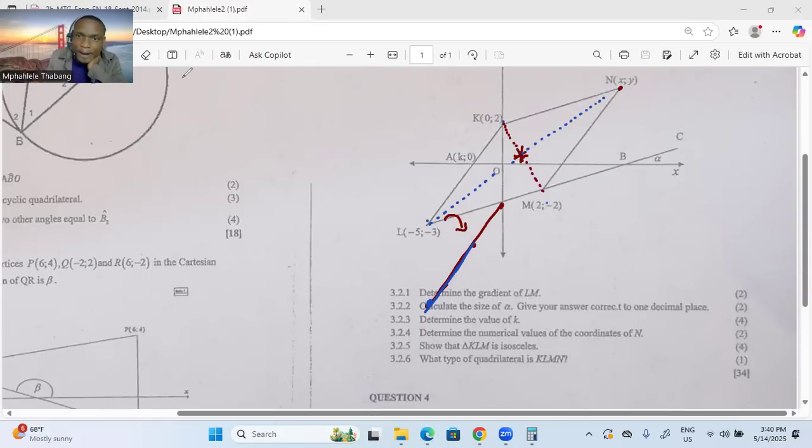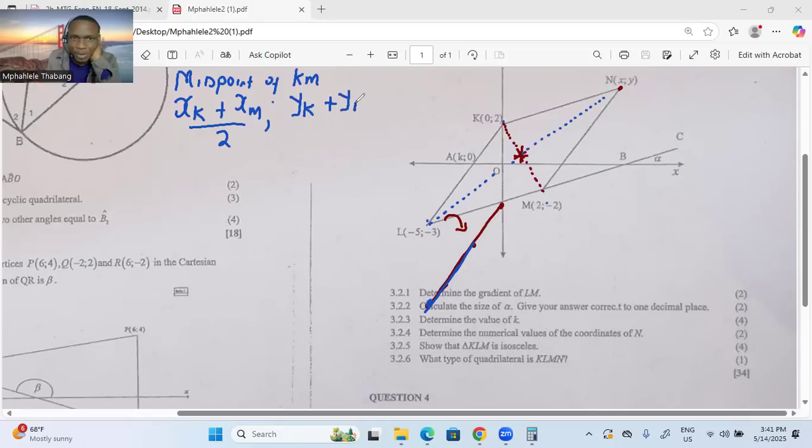So let me calculate the midpoint of KM. How do we calculate the midpoint of KM? You take X at K, add X at M, and divide by 2. To find the Y midpoint, you take Y at K, add Y at M, and divide by 2. So what is X at K? It's 0.